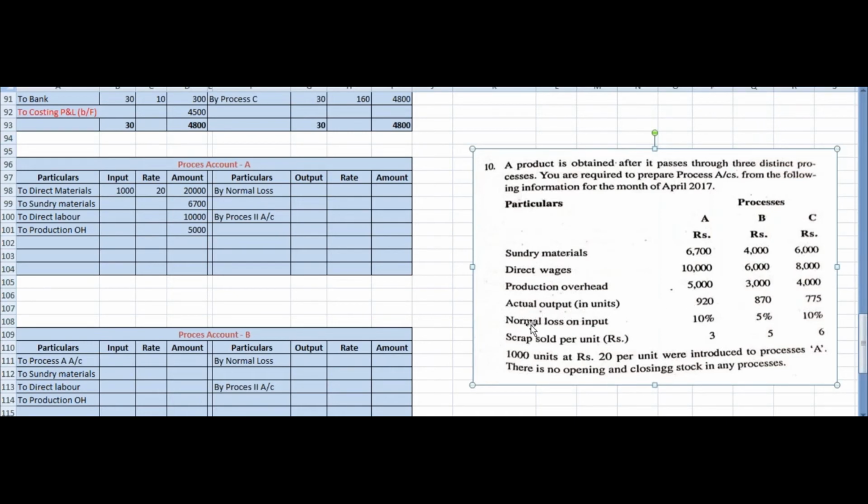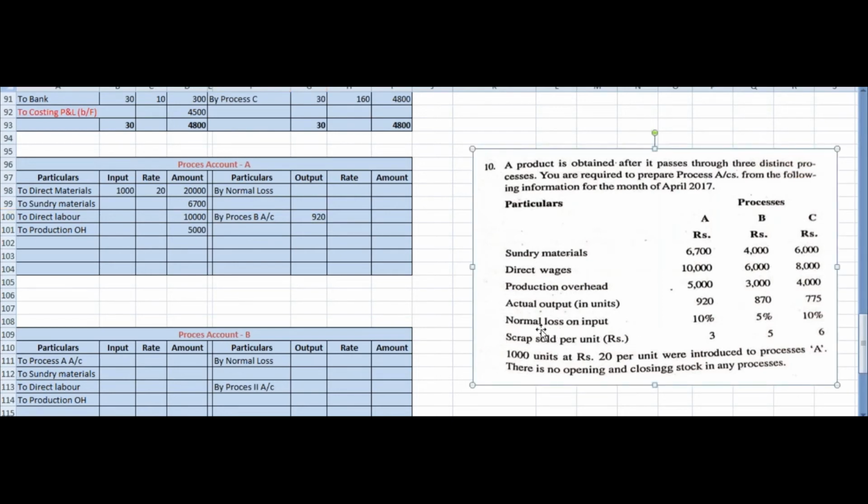Actual output, credit side, in the output column. By process account 2. What should I write? The first process output goes where? Process B. So write process B account, the output of process A all goes to B. So the number of units is 920.